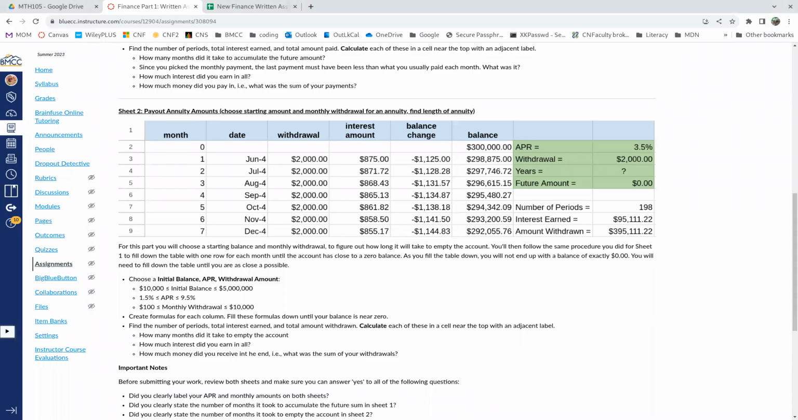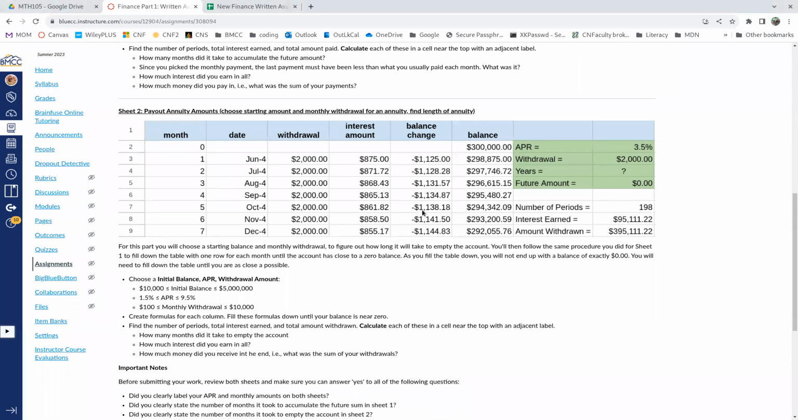Now for part 2 of our finance written assignment. So we previously did a savings annuity schedule. So we just paid in money over and over again till we accumulated a certain amount with interest. This time we're going to start with a specific amount.